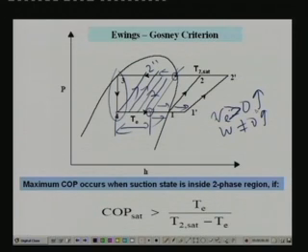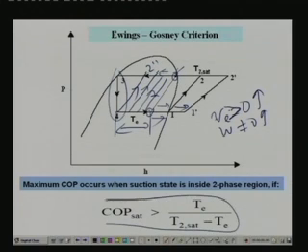So this is what is given by Ewing's and Gosney's criteria. They have shown that the COP will be maximum inside the two phase region if this criterion is satisfied. Maximum COP occurs when the suction state is inside the two phase region if COP_sat is greater than TE divided by (T2_sat minus TE). That means if this condition is satisfied you will have maximum COP inside the two phase region, and any superheating will reduce the COP.